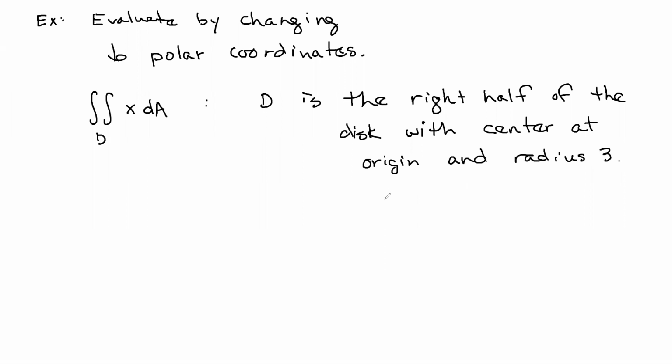Okay, so what we can do here first, we don't even need to think about D just yet. You can just translate everything. All right, so what is x in polar coordinates? It's r cosine theta. What is dA in polar coordinates? It's r dr d theta. And then we're left with figuring out what the bounds are, and we know they go from r to r and theta to theta.